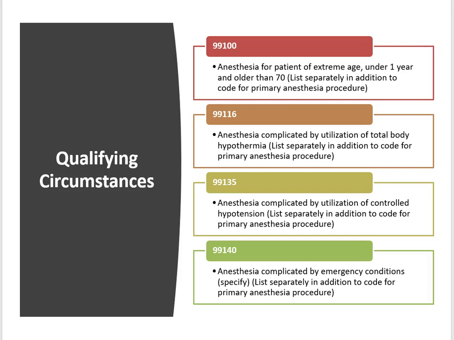Then we have 99116, which is anesthesia that's complicated by utilization of total body hypothermia. We have 99135, anesthesia complicated by utilization of controlled hypotension. And then we have 99140, which is anesthesia complicated by emergency conditions. Of note, these are add-on codes, so you know that they cannot be used alone. CPT does define an emergency condition as a situation when a delay in treatment of the patient would lead to a significant increase in the threat to life or a body part.